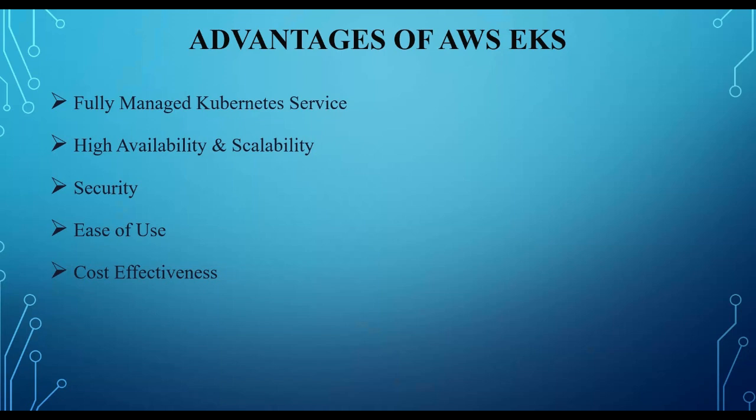The next is high availability and scalability. EKS is designed to be highly available and scalable. It runs the Kubernetes control plane instances across multiple availability zones, ensuring resiliency and reducing the risk of downtime. EKS also allows you to scale your application horizontally and vertically as needed, so you can scale up your application according to your need.